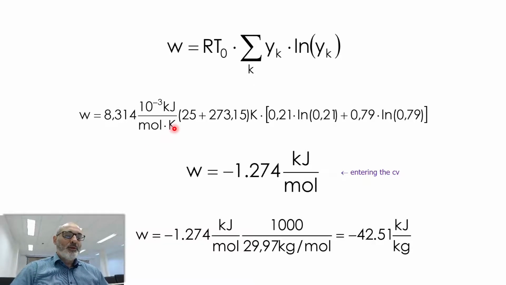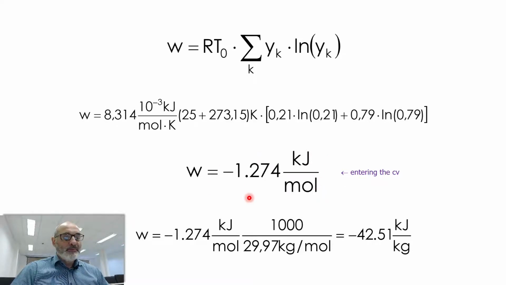Okay, times temperature. The ambient temperature is 25 degrees. I have to use Kelvin. So 0.21 is oxygen's molar concentration. So 0.21 times ln of 0.21 plus 0.79 times ln of 0.79. Okay, I get this final result here. W equals minus 1.274 kilojoules per mole.